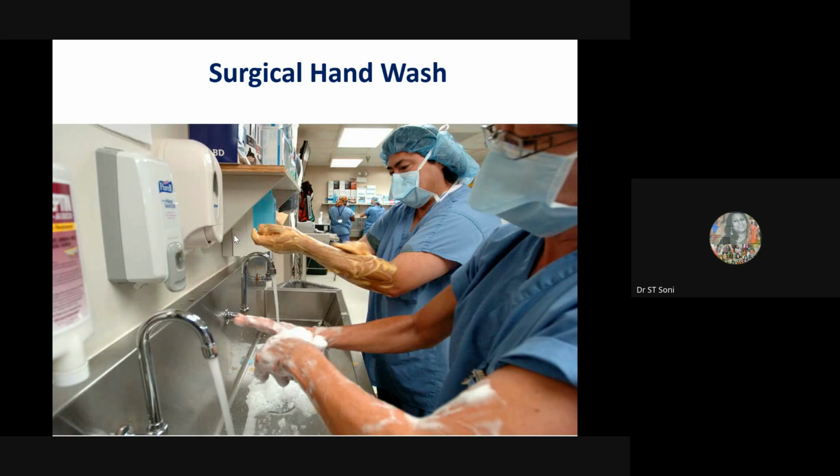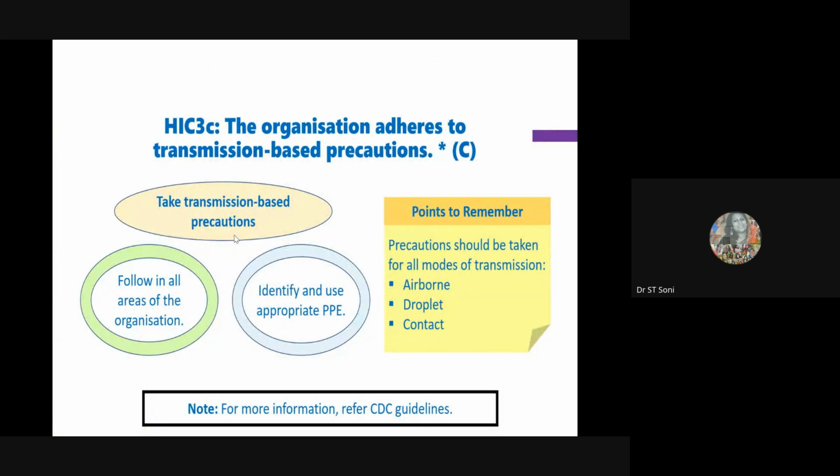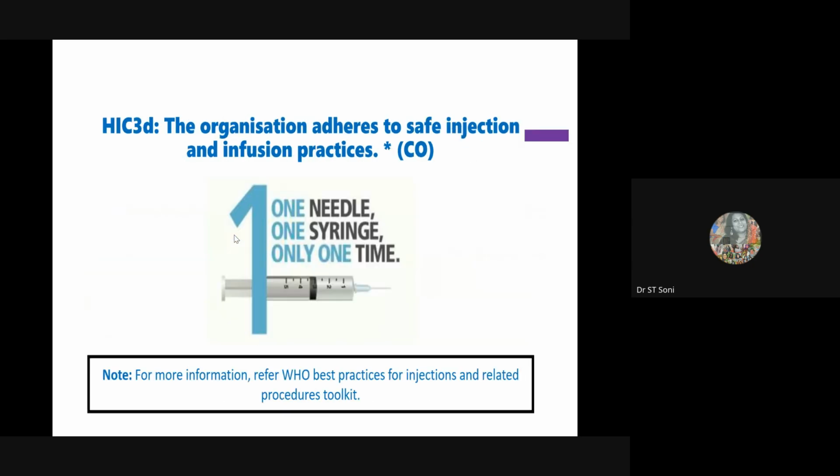This is the surgical hand wash, up to the elbow, and it is not only called a wash, it is called a scrub. Okay, it takes 3 to 6 minutes to wash both the hands. So now comes, we have touched a little bit upon it, transmission based precaution. So airborne, droplet, and contact precaution, we have talked about it. Identify and use the appropriate PPE and the isolation.